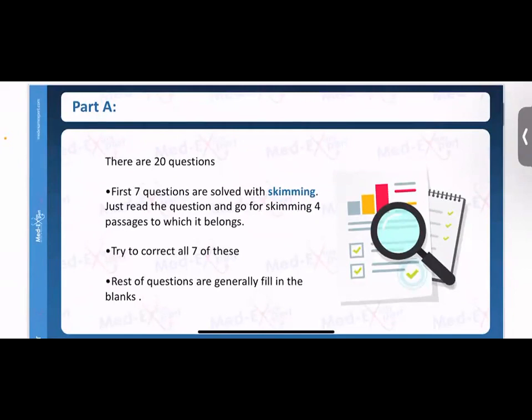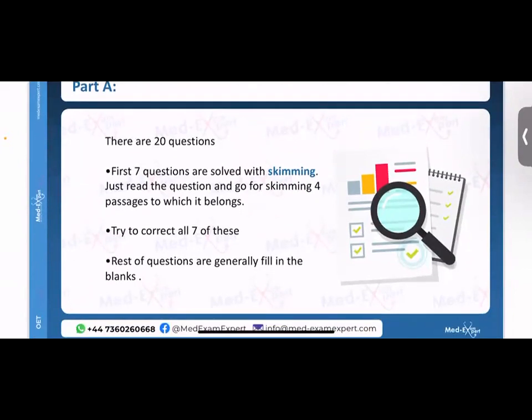Now coming to part A. As I have told you, there are 20 questions in part A, and the first 7 questions are solved with skimming. Just read the question and skim the passages it belongs to. Skimming is not similar to reading each and everything. Skimming means you take a bird's eye view of the passage. You see only superficial things in the passage.